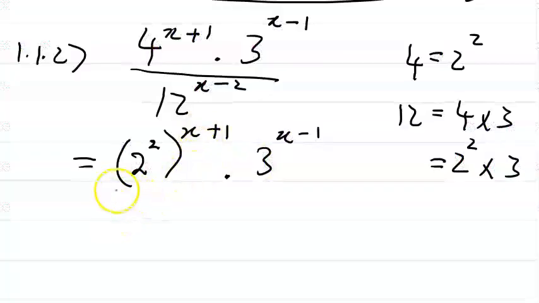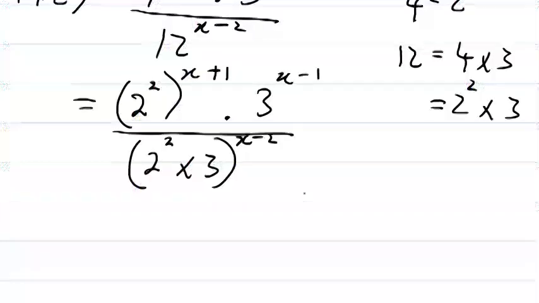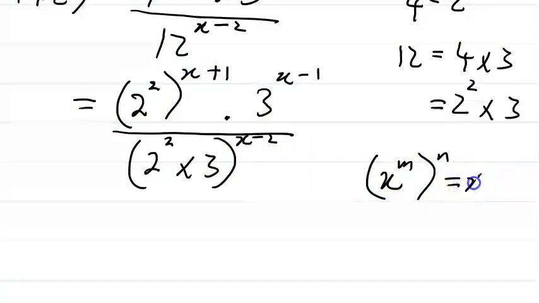Okay, so we've got that. And here in the bottom, we're going to be left with 12, which is 2 squared times 3, to the x minus 2. So now what's left for us to do is to open these brackets out. Which rule are we using here? If I have x to the m raised to the power n, it's going to be x to the m times n, or x to the mn. So you're going to multiply now. So let's multiply.